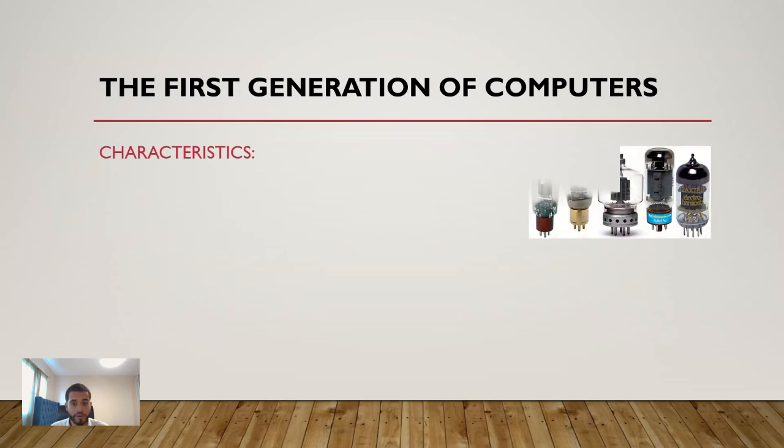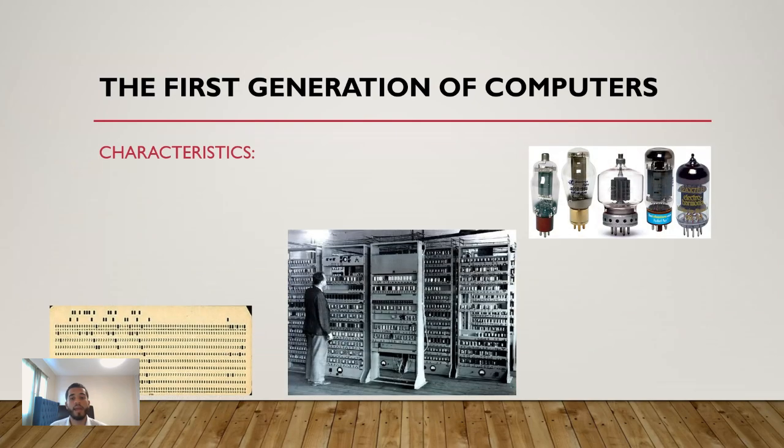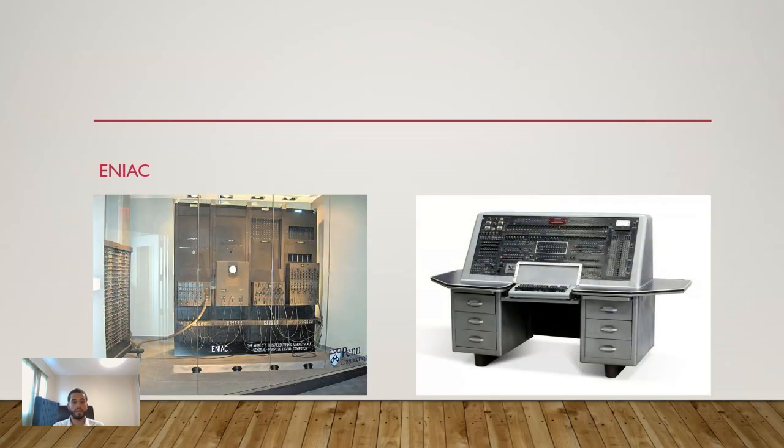The first generation of computers used vacuum tubes, and they were really huge because they filled entire rooms and produced lots of heat. They used machine language to execute instructions, and punch cards for input. Two computers from this generation were the ENIAC and the UNIVAC. Due to their size and expense, they were only used for military and scientific purposes.